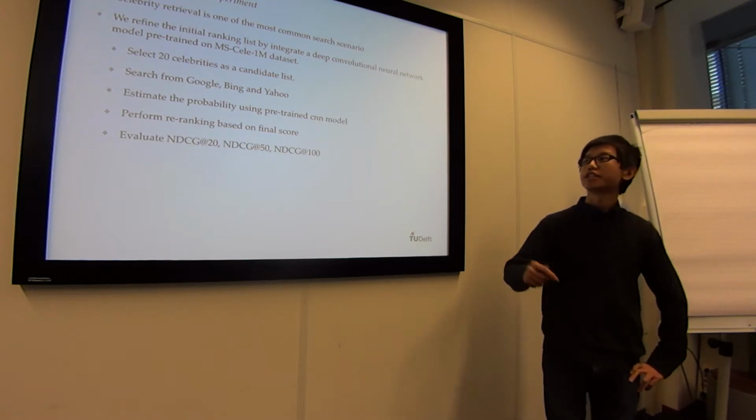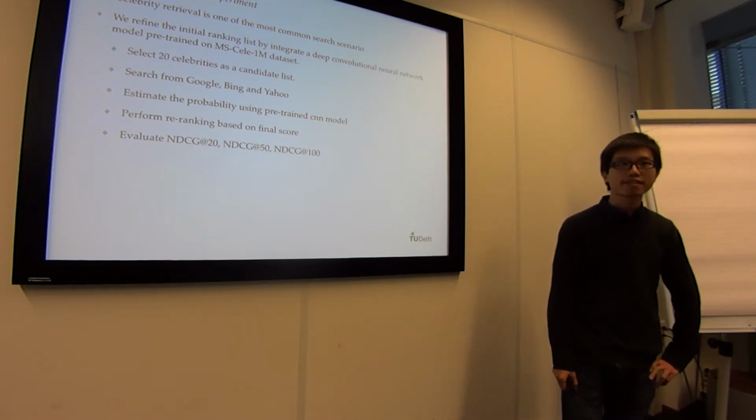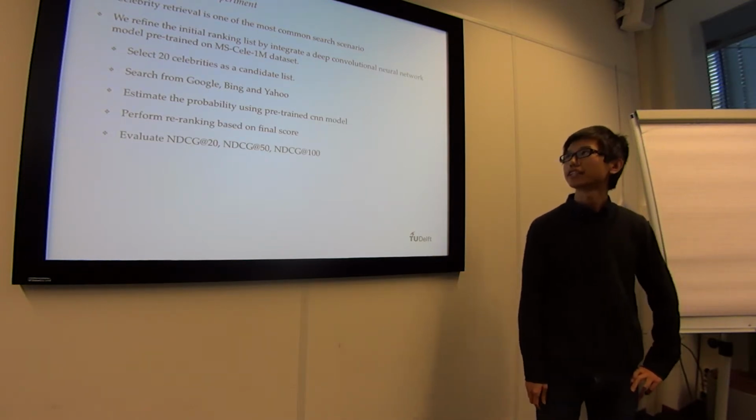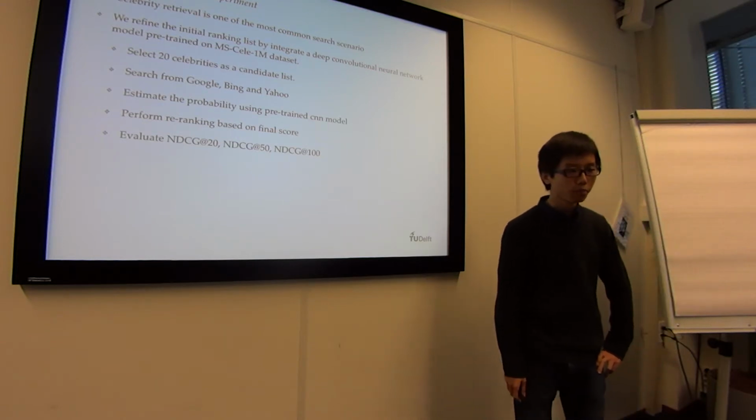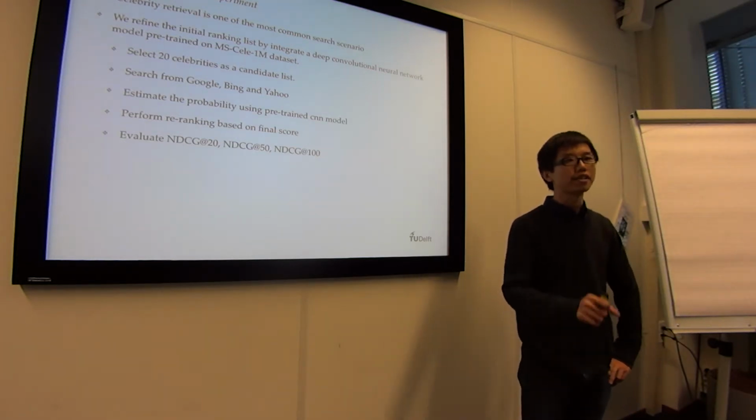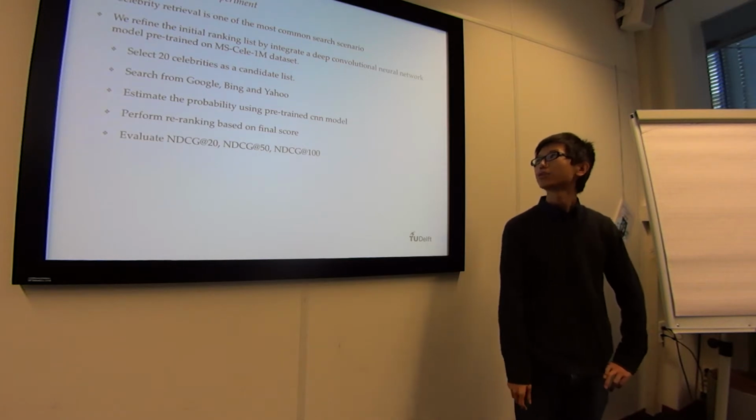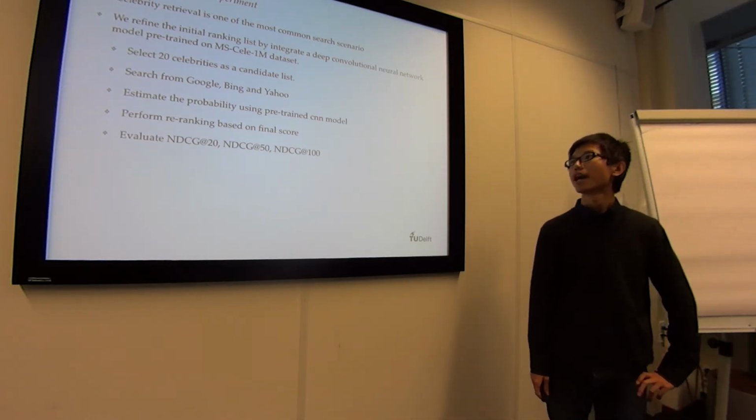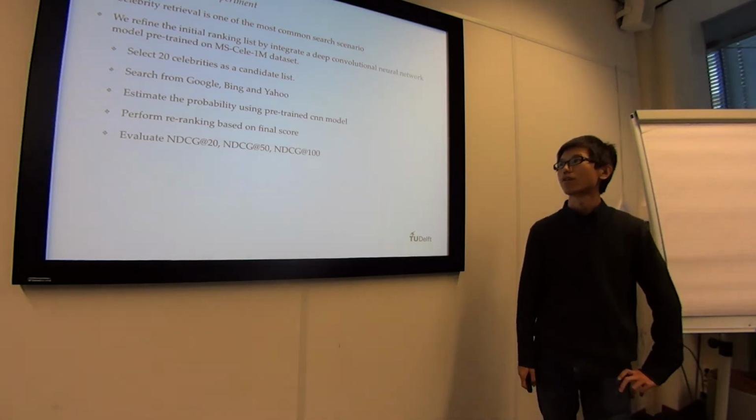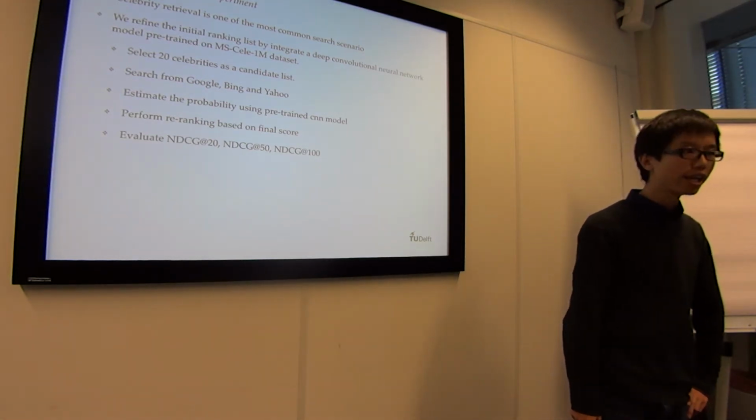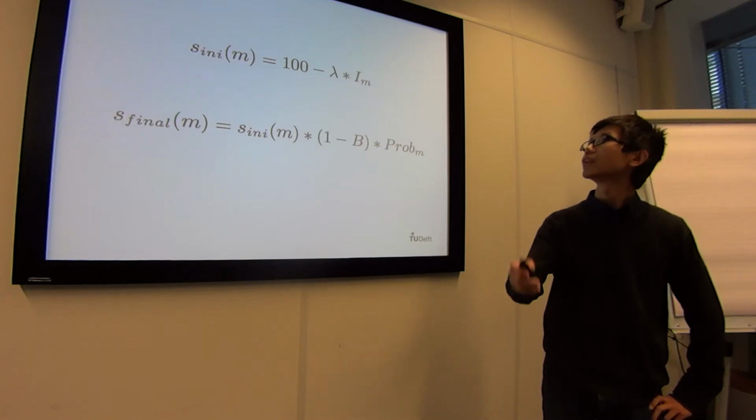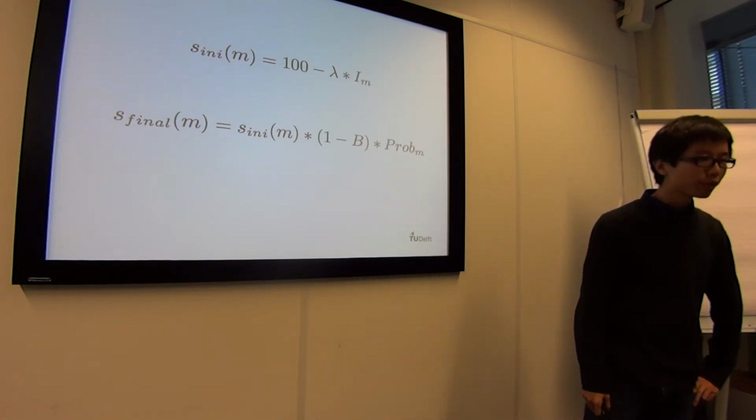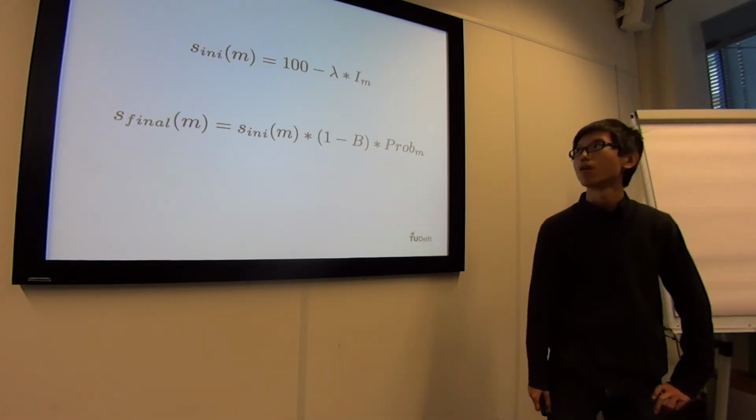And the procedure is like this. We first select some celebrities as a candidate list, and we search from Google, Bing, and Yahoo to get the initial ranking result. And we estimate the probability using the pre-trained deep learning model. And we give the final score, and we evaluate with NDCG. And you may be wondering how we get the score.